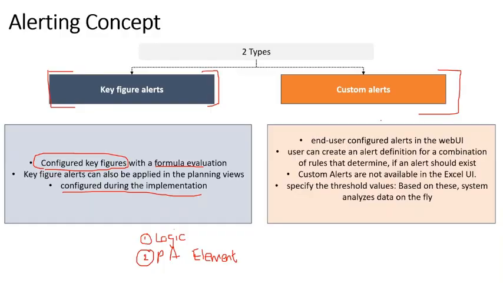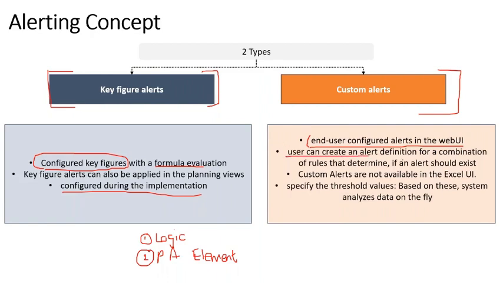Next is custom alerts. So what are custom alerts? These are end user configured alerts in the web UI. Just like the way we took the key figure marketing forecast and plotted different charts, one at brand level, another at location level, product level, etc., and then created a dashboard bringing all those charts, just like that, you can also create an alert on the existing key figures.